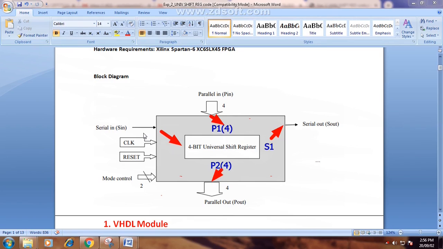For serial in, whatever is the serial in will directly appear at P1 of 0 in this 4-bit universal shift register, and whatever is the output of this universal shift register, that is P1 of 3, will be transferred to S1, and from S1 it will be transferred to serial out. So this is how we are going to consider it while writing this code.